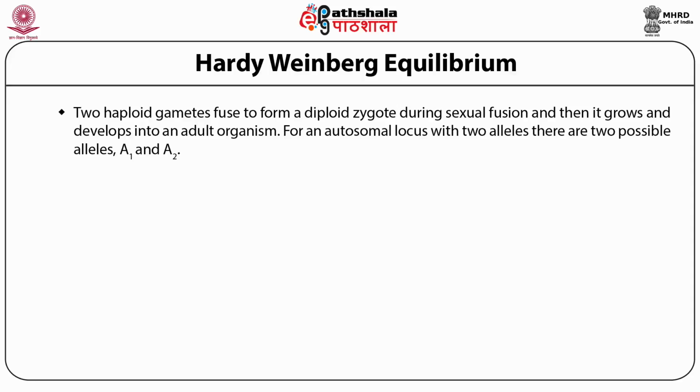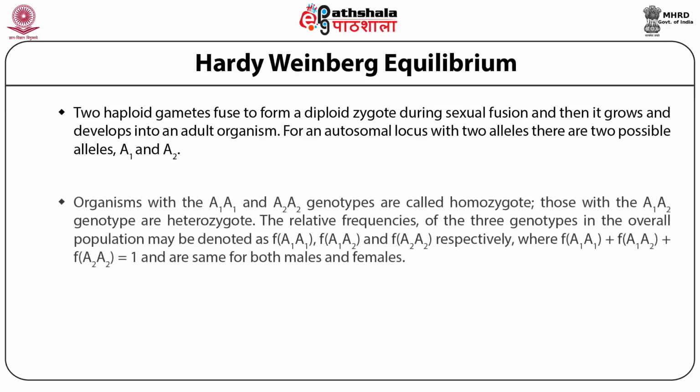adult organism. For an autosomal locus with two alleles, there are two possible alleles, A1 and A2. Organisms with A1A1 and A2A2 genotypes are called homozygotes. Those with the A1A2 genotype are called heterozygotes. The relative frequency of the three genotypes in the overall population may be denoted as frequency of A1A1 genotype, frequency of A1A2 genotype, and frequency of A2A2 genotype respectively.